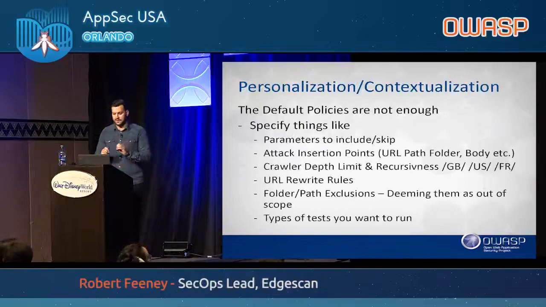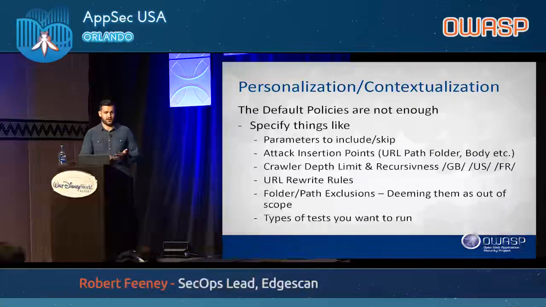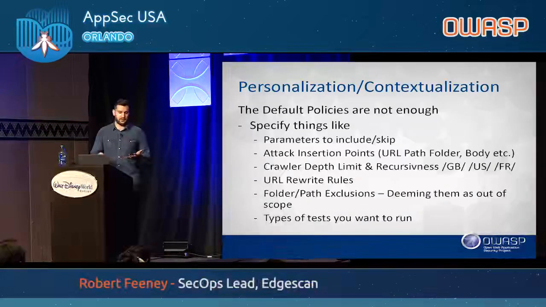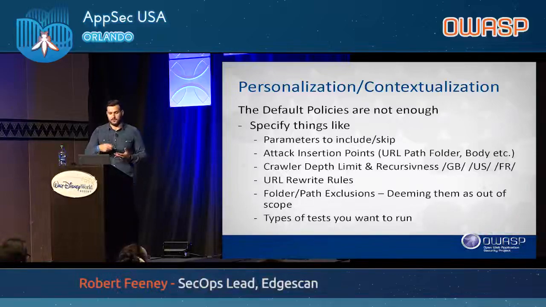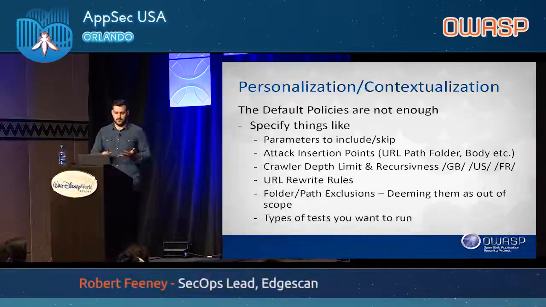So what I would like to emphasize here is that personalization and contextualizing is really what needs to be done for each web app that you're scanning. Default policies aren't enough, and specifically, some tools will do certain things to particular parts of the request that other tools won't. So they will skip certain areas. They have different attack insertion points. They may not attack the URL path folder. They may not attack the body. You have to specify those things and be really clinical about what you're doing and where you're doing it.